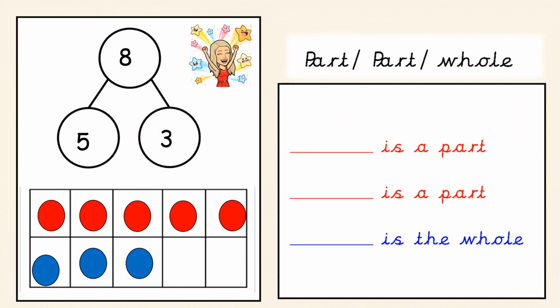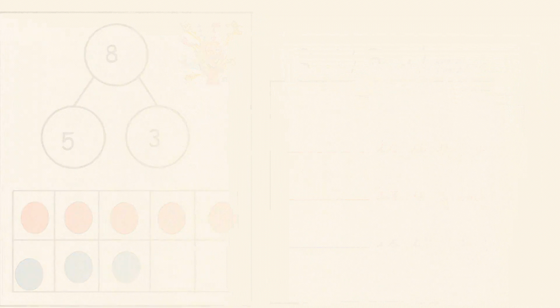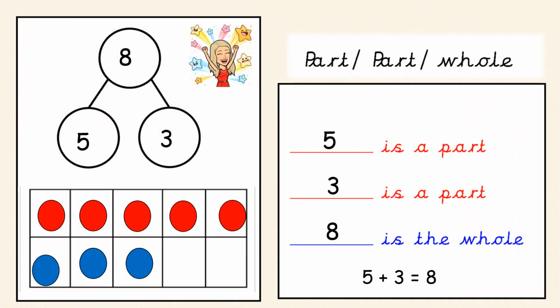Okay, have a go at this one. Write the number sentence. Once you're ready, press play and we'll go through it together. Alright, I'm going to use my subitizing. I can see 5, oops, sorry, that's a messy line, 5 that are red, and I can see 3 that are blue. So 5 is a part, 3 is a part, and the whole is 8. My number sentence is 5 plus 3 is equal to 8.